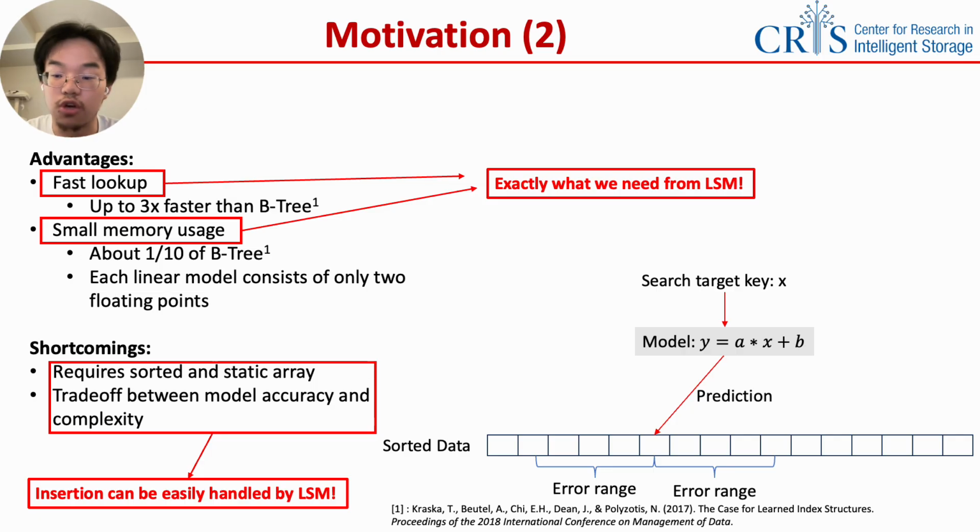Then, after the analysis of these advantages and shortcomings, we could easily find out that the faster lookup and the smaller memory usage are exactly what we need from the LSM. And its shortcoming, which is related to the write request, is exactly the advantage of the LSM. So basically, we could let the LSM handle the insertion or any write request. Based on this, we could easily come up with the idea to combine the LSM and the learned index together.